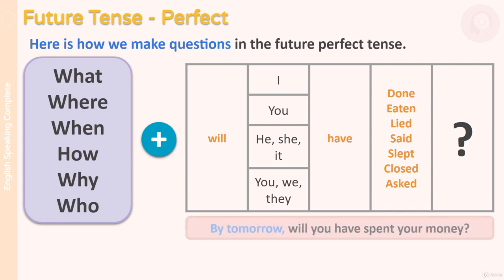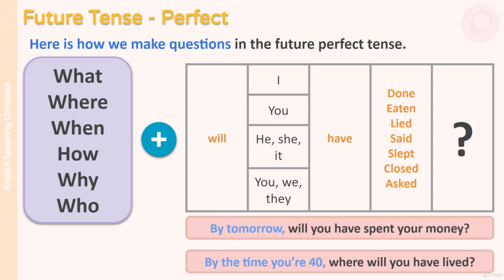So here's the first example. By tomorrow, will you have spent your money? So in blue, I'm actually giving the second event, tomorrow arriving. By the time you're 40, where will you have lived? That's almost like asking someone for a prediction of where they'll be living in the future. Okay, so here is the question form of the future perfect.